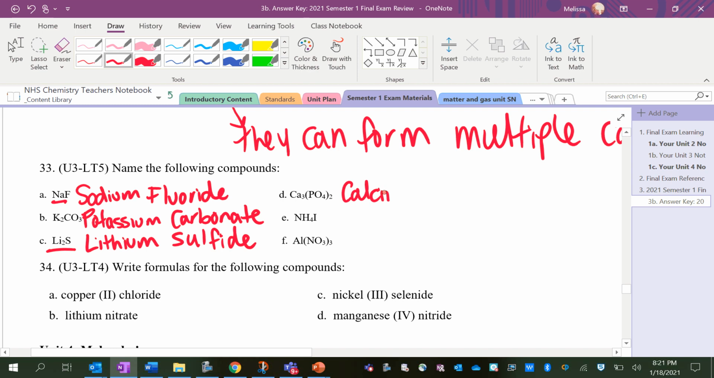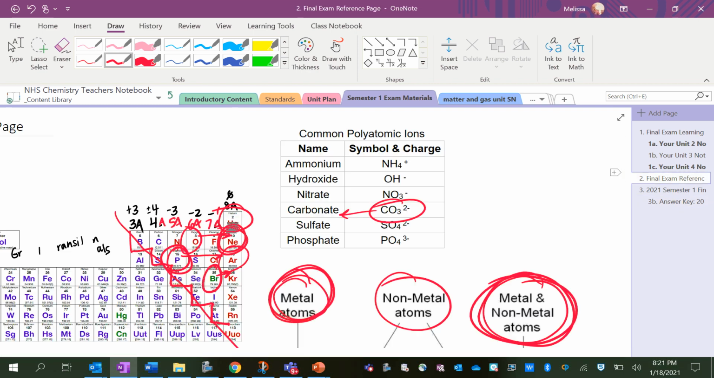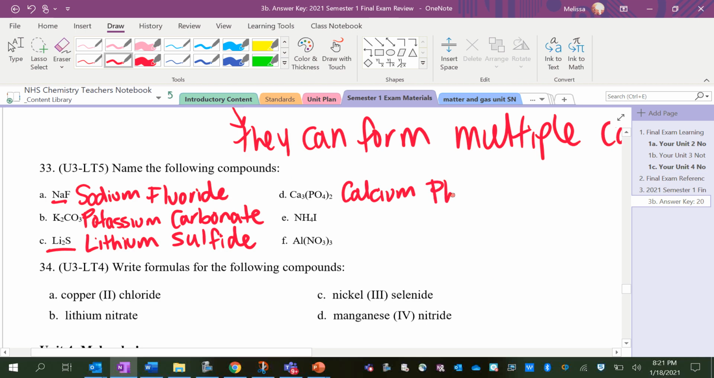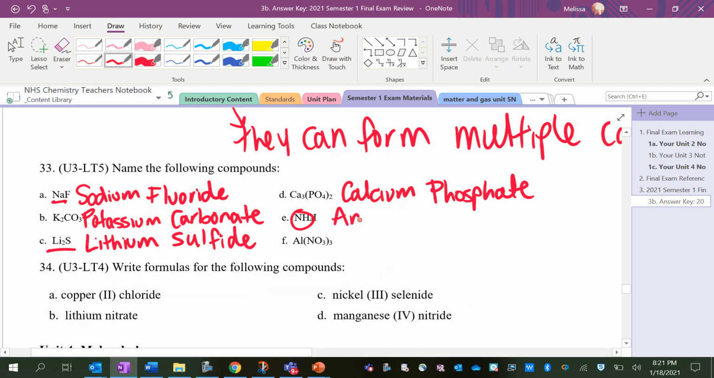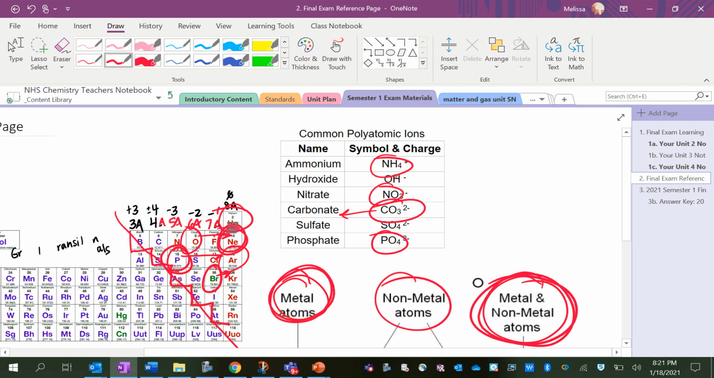And the next one, calcium, we look up the special name for PO4. It's phosphate. And NH4 also has a special name. It's ammonium. And instead of iodine, it would be iodide. Change the ending to "ide." And then we've got aluminum, and let's look up the special name for NO3, nitrate.